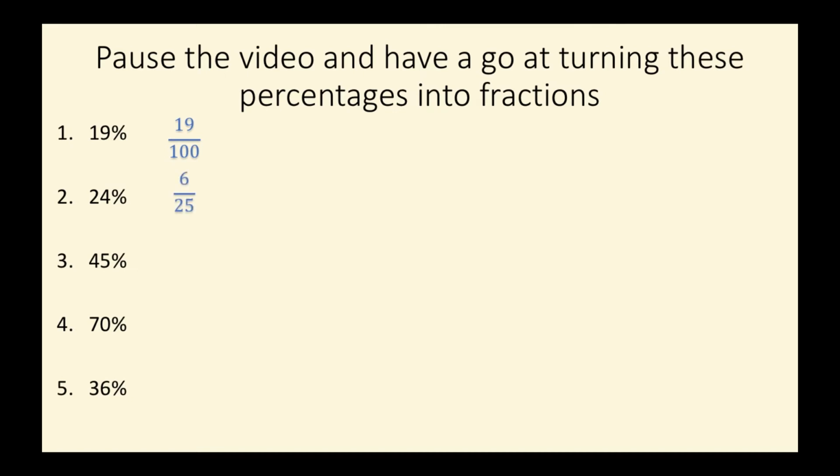24% is 6 out of 25 because we would have done 24 over 100, which would have given us 12 over 50 and then 6 over 25 if you'd have halved everything. Okay, 45% would end up going down to 9 over 20. You would have divided by 5 there. And then 70 out of 100, or 70% would be 7 over 10. And finally, 36% is 9 over 25, because we would have halved it until we got as low as we could. Okay, so well done. I hope that went well.